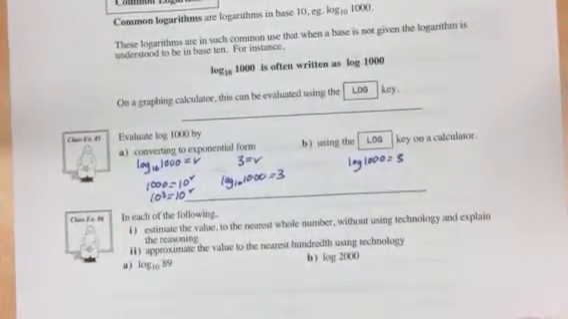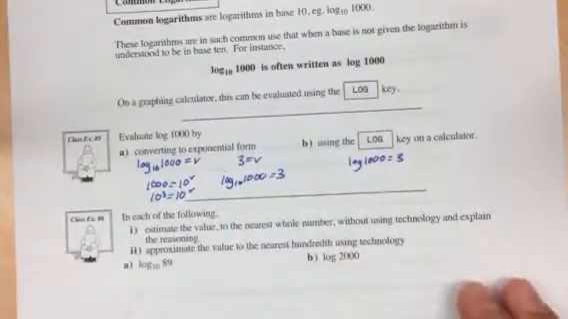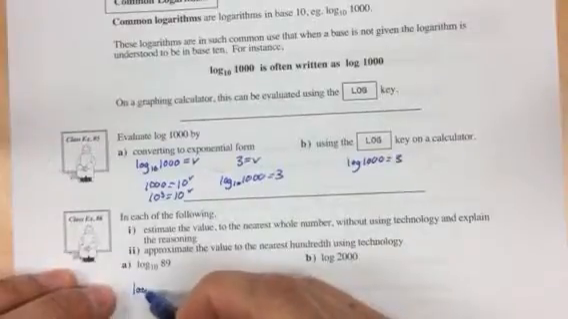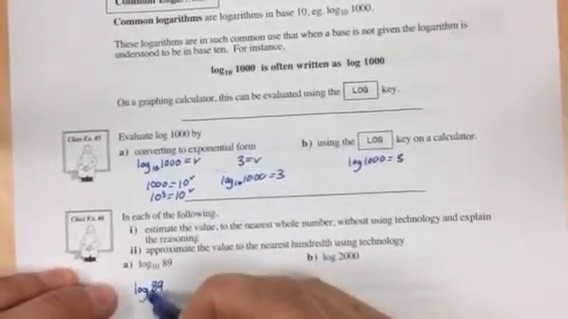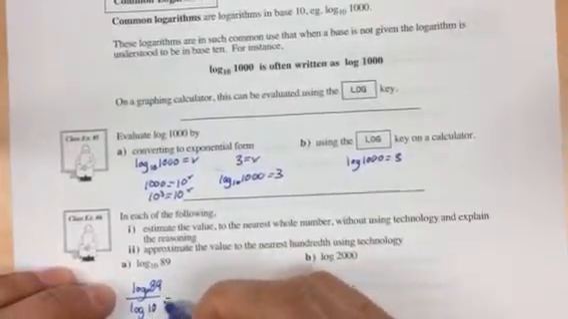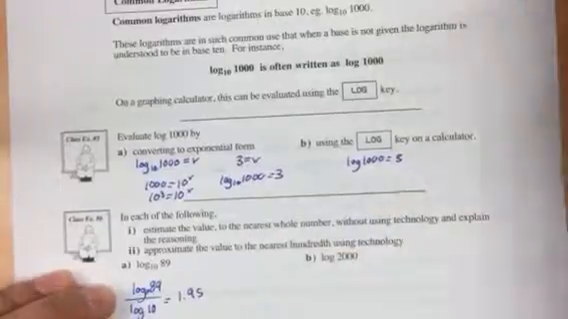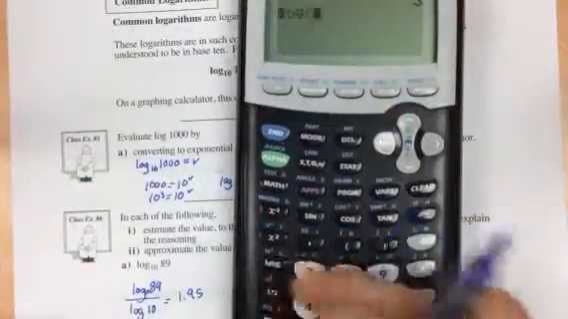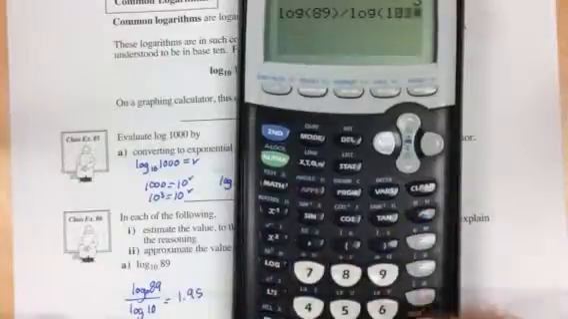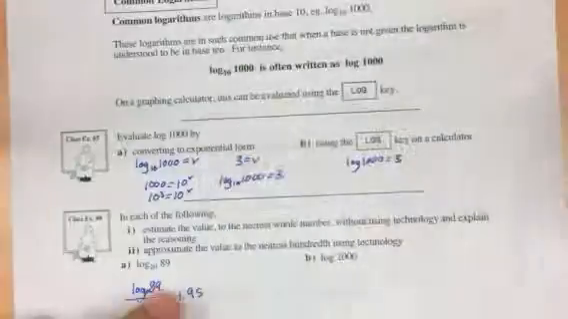Okay, so what you need to do in this next section is just use your calculator. Well, first estimate and then use your calculator in order to solve these. So what you need to type in your calculator is log 89, which is using base 10, divided by log 10. And you should get an answer of 1.95. So again, you would have to go log 89 divided by log 10. 1.949, 1.95.